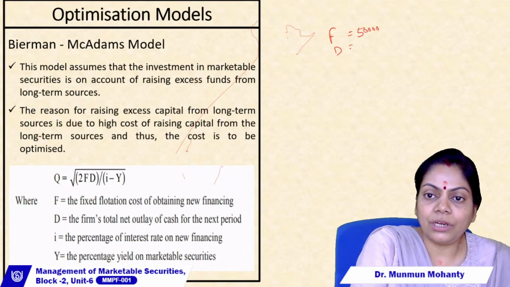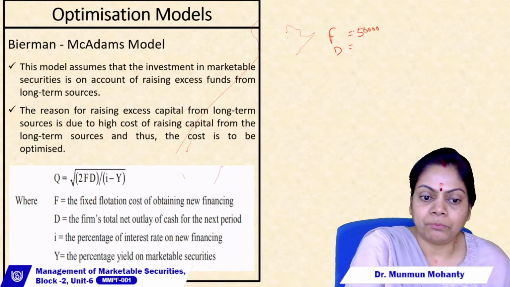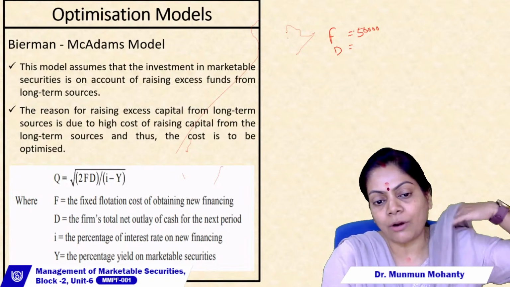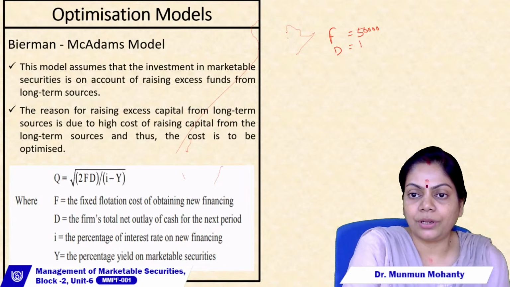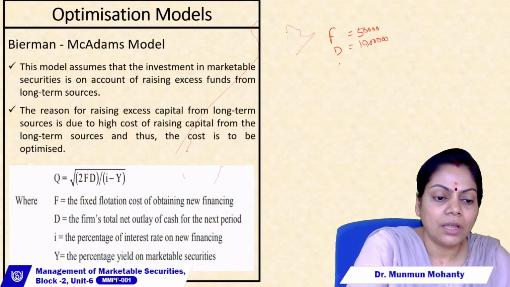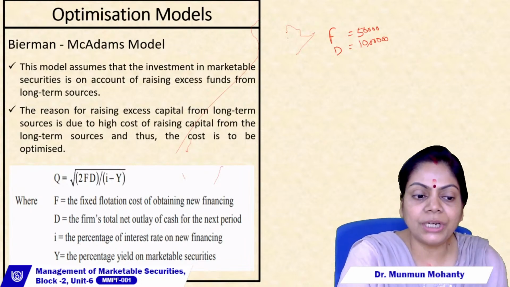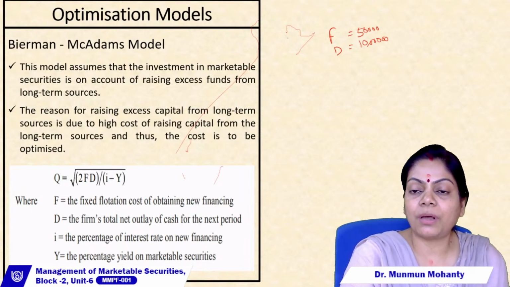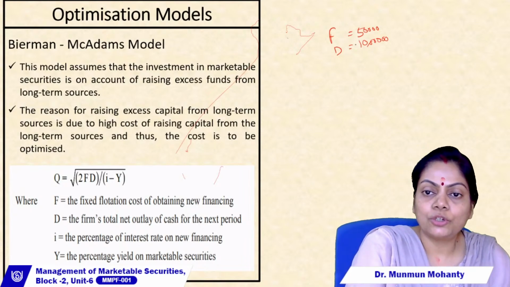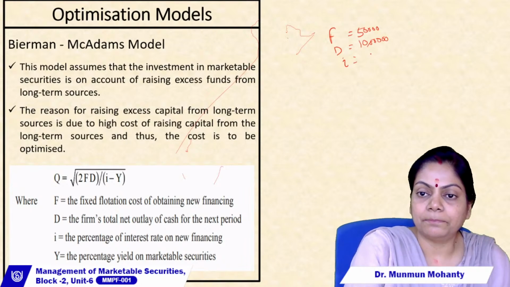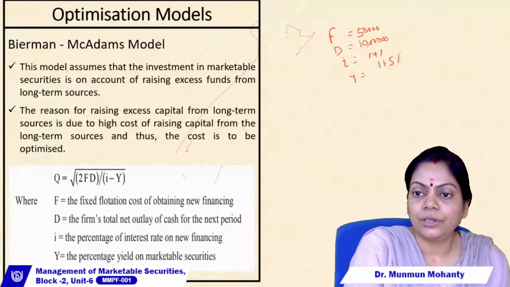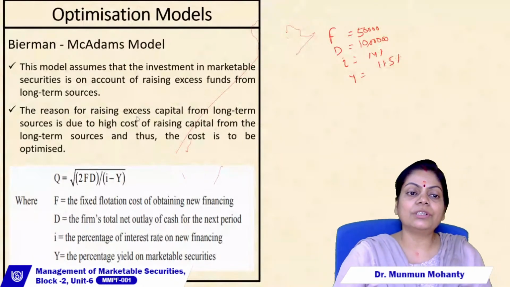The D value in our case is the total outlay of cash for the next period, that is 10 lakh rupees. The I is the percentage of interest on new financing, that is 14%, and Y is the percentage of yield on the marketable security, which is 11.5%. So my I is 14% and my Y is 11.5%. Using this data, I can solve this problem.